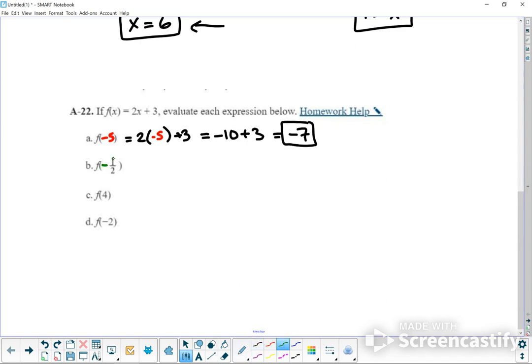We use negative 1/2. So I'm just going to copy what I have earlier. 2, and instead of negative 5, I'm going to put in negative 1/2 plus 3. Okay. 2 times negative 1/2 is negative 1. Use a calculator if you're not sure. Plus 3. That's going to give me 2.